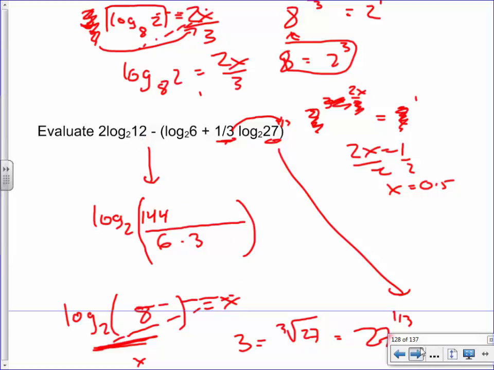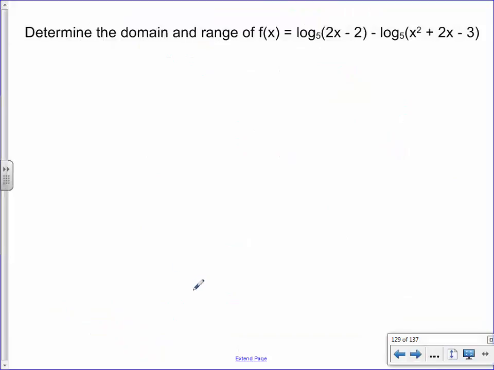All right, last one, then we'll take a break. Now let's do some graphs.